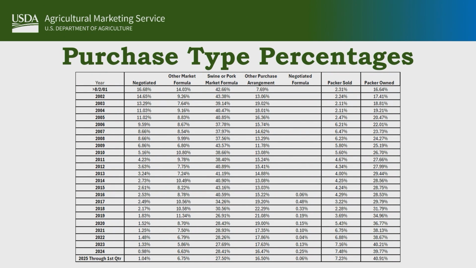The biggest thing that I wanted to point out is just how the market has changed in 24 years since we've been doing this. If you look, negotiated started out around 16%. Just last year, it was down under 1% of all the swine marketed in the country. Biggest change has been your ownership. Packer owned and Packer sold now accounts for roughly 48% of all the animals that are marketed in the United States.